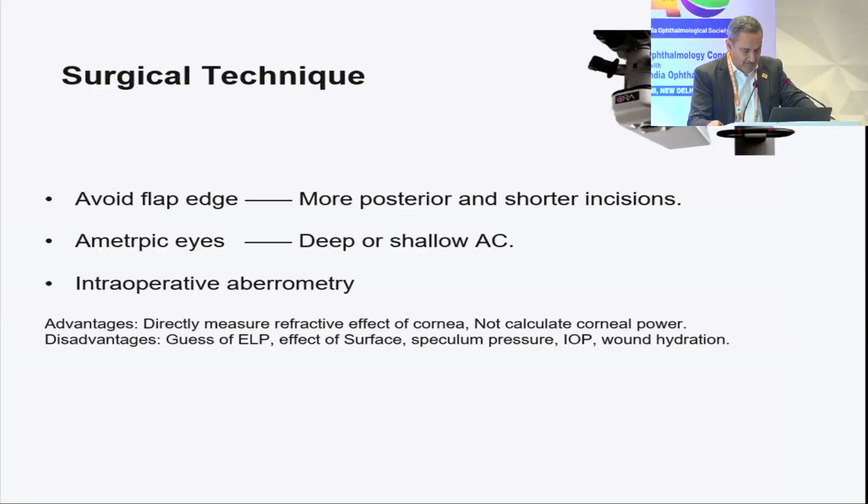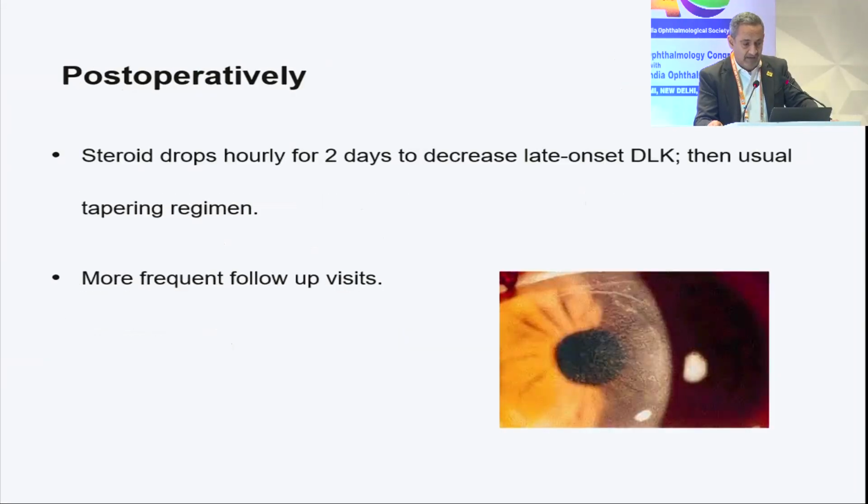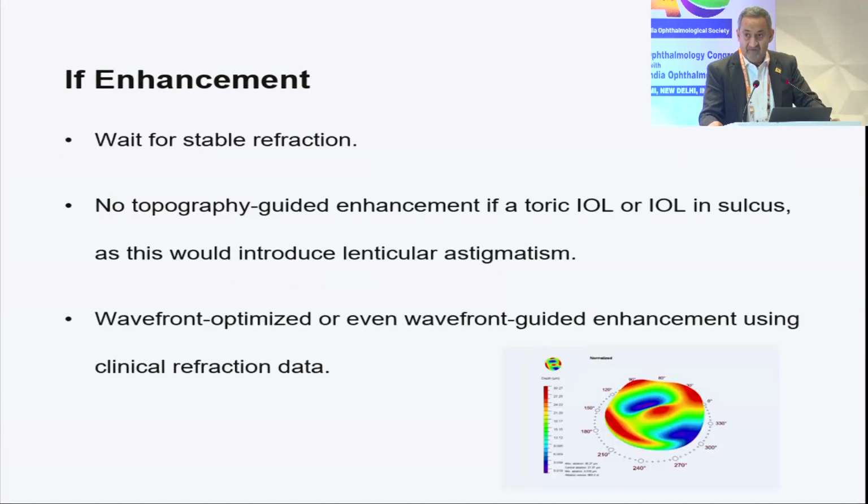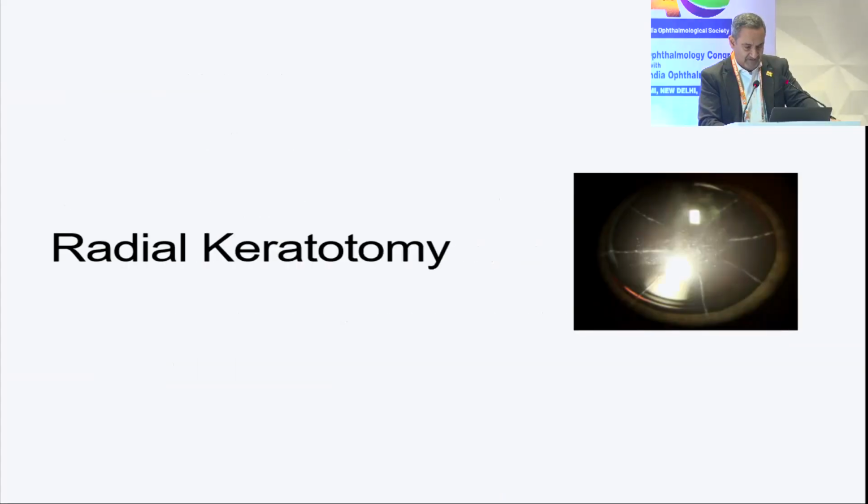Intraoperative aberrometry, I don't have experience with it, and it's not popular at the moment. Postoperatively, you have to have more frequent follow-up visits. For fear of DLK, you can use steroids hourly, and then the usual tapering regimen. If you need enhancement postoperatively, you have to wait at least 2 to 3 months for stable refraction, and you should not use topography-guided enhancement if you have a toric IOL or sulcus-fixated IOL, as you can induce some lenticular astigmatism. But you can use wavefront-optimized or even wavefront-guided ablation for these patients.